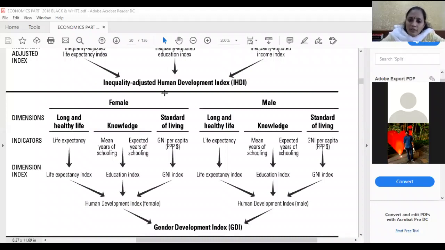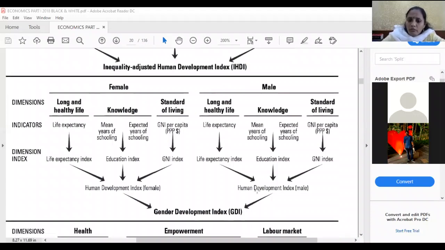So with these differences, they are going to again write the values, again compute a human development index for female and human development index for male, and combine these two things and then put it up as the gender development index. So it's very simple, GDI. We just make the HDI for men and women and combine it and present it as the GDI.